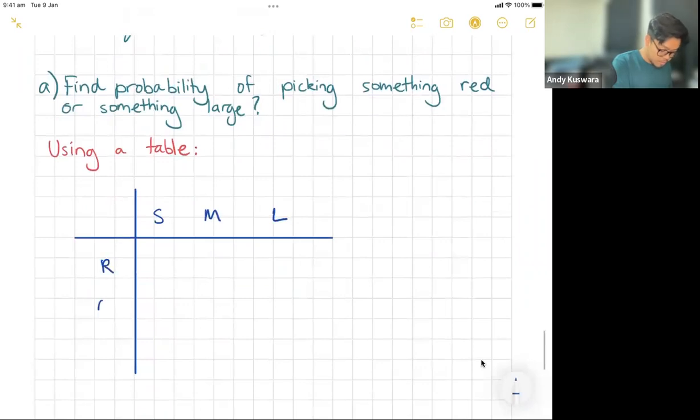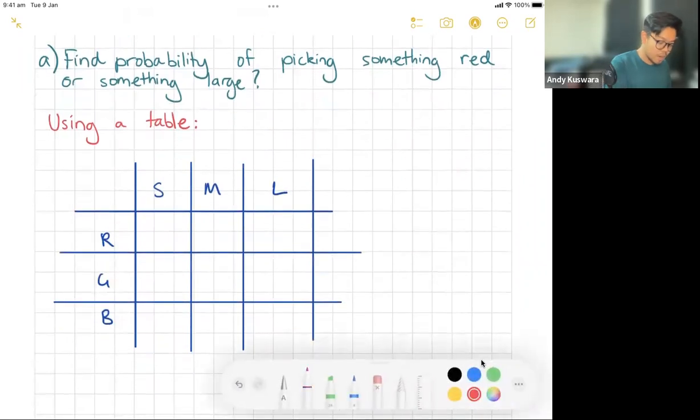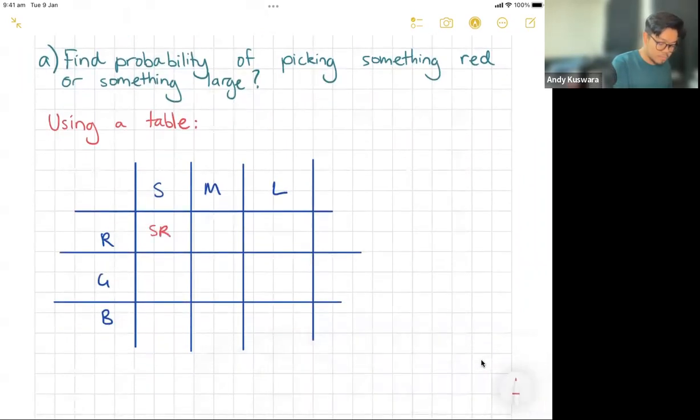Immediately, once we start to get this down, hopefully you'd be a little bit neater than I was, but this is just an example, and I have these nice straight lines. We can see what goes on here. We can either have a small red, a small green, or a small blue. We could have a medium red, a medium green, a medium blue, and we can have a large red, a large green, or a large blue.